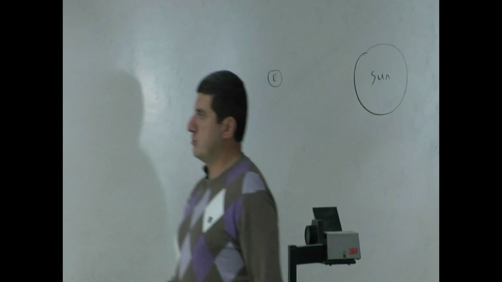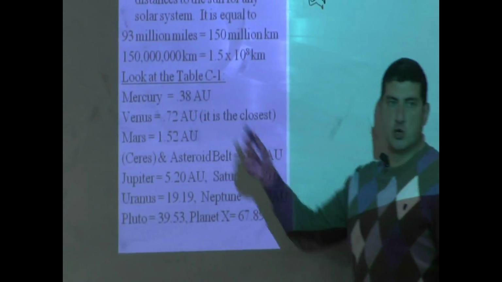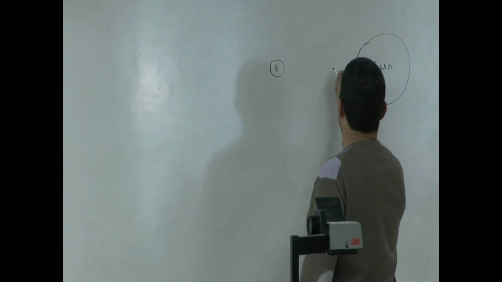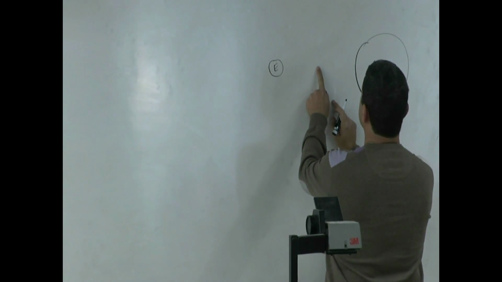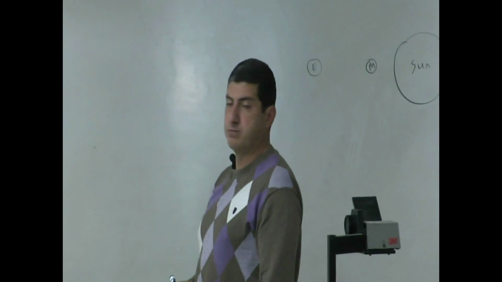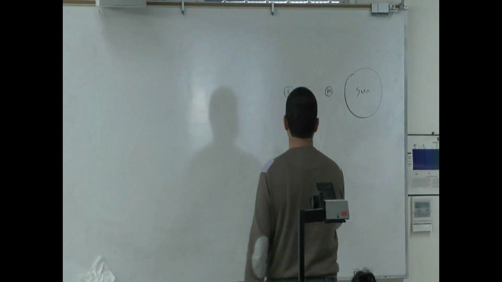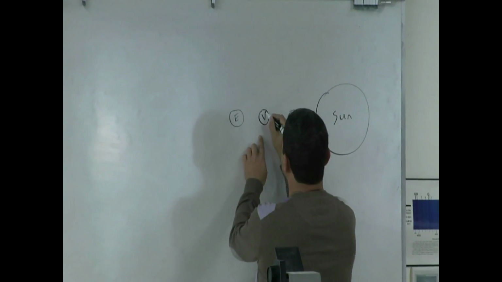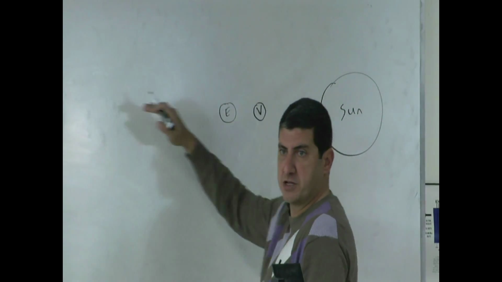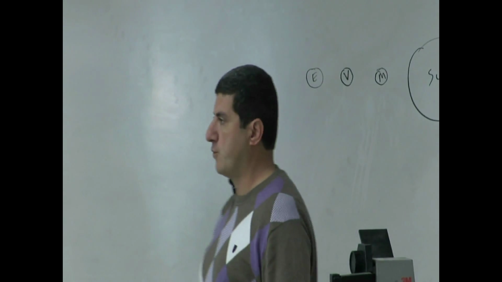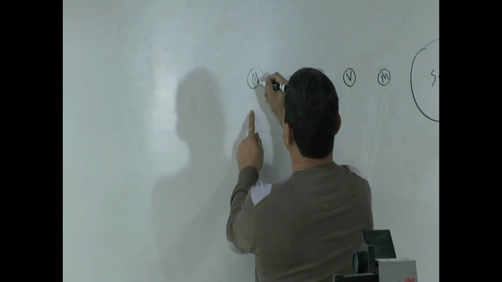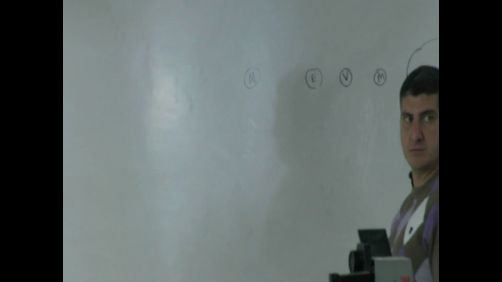By saying Mercury is 0.38 AU, what am I saying? It's 38% of the distance from the sun to the Earth. So Mercury would be roughly here. Then Venus, 72% of the distance, 0.72, so Venus probably somewhere here. Of course, they're all going around the sun, but I'm just drawing them in a line. 1.5 AU for Mars, so 1 and then another half would be somewhere about here. So which one is closer to us, Venus or Mars?